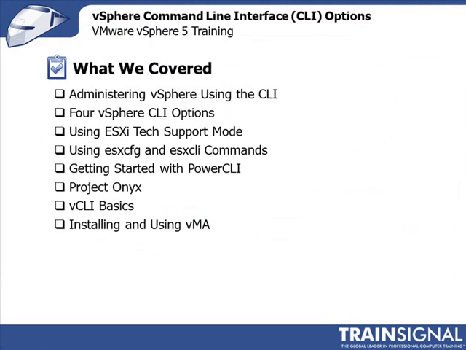And that brings us to the summary for this lesson. I started off by pointing out how administering vSphere using the CLI is an important skill to have. It can help you to be a faster, more efficient admin, help you to perform mass configurations and automate the virtual infrastructure, and even integrate vSphere with other tools. I covered the 4 different vSphere CLI options. First, ESXi tech support mode and remote tech support mode. We talked about the ESX config and ESX CLI commands. I showed you how to download and install Power CLI, the Power GUI, and even Project Onyx before we moved on to the vCLI, and then finally installing and using the vSphere Management Assistant, or VMA.